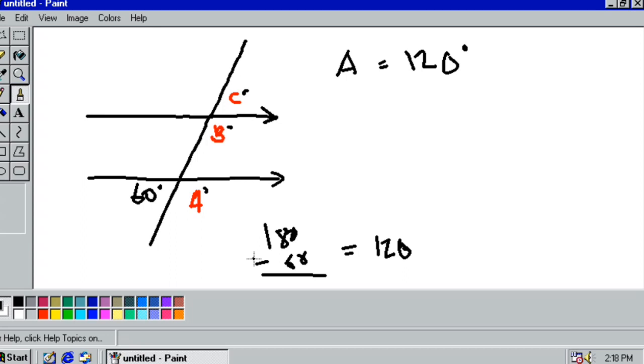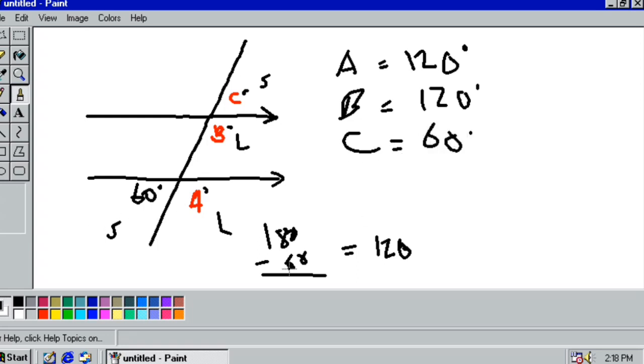As you can see, lines M and N are parallel. So all the small angles are equal and the large angles are equal. So this is the large angle, this is the small angle. This is the large angle, this is the small angle. So since A and B are large, that means B is also 120. And C is the small angle, so our small angle here is 60. So C is 60. So this is the answer for your problem.